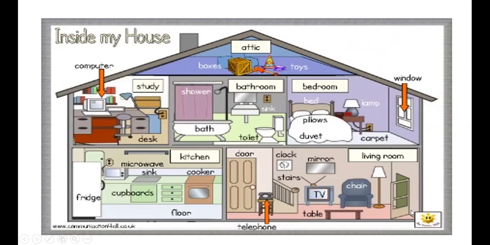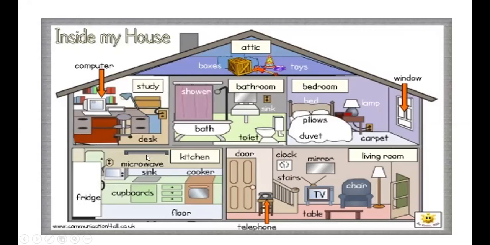Inside the living room, I have the main door, right? I have a lamp. I have a chair, a table, a TV, stairs, a clock, a mirror, a telephone, and I have an inside door. In the kitchen, I have a microwave, I have a fridge, I have cupboards, I have a cooker.